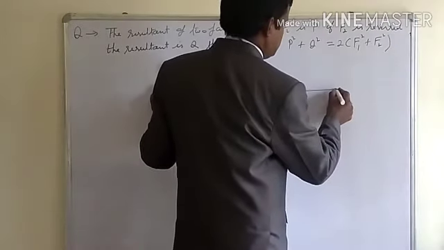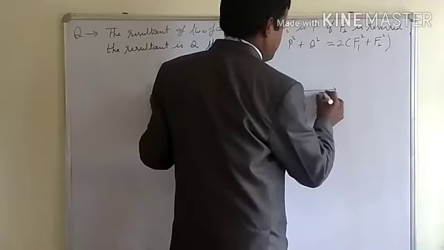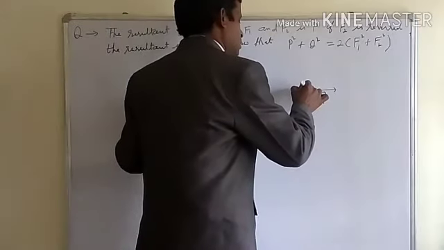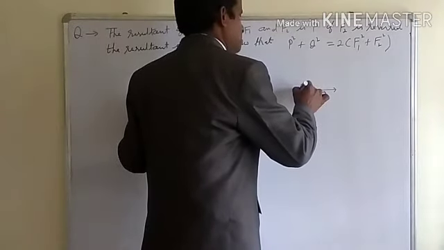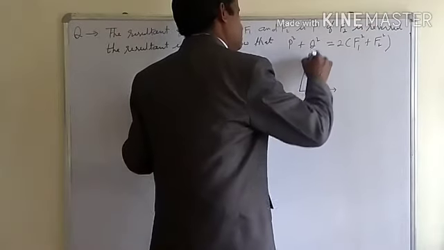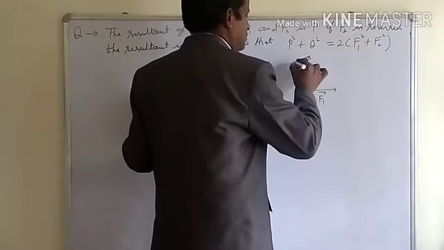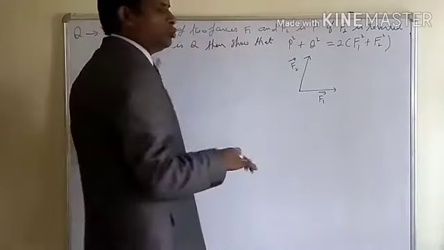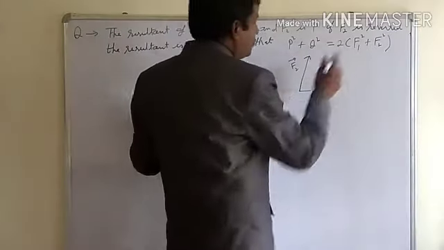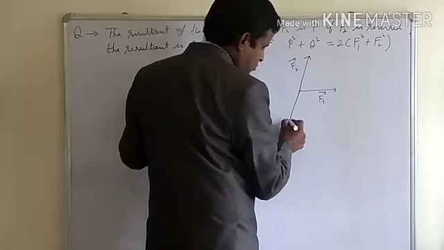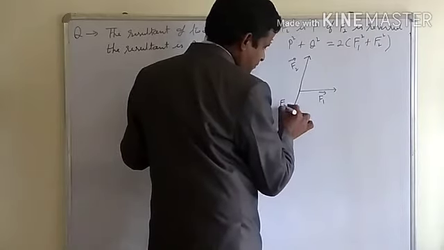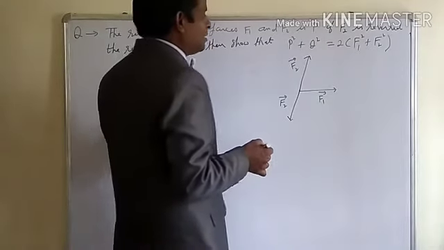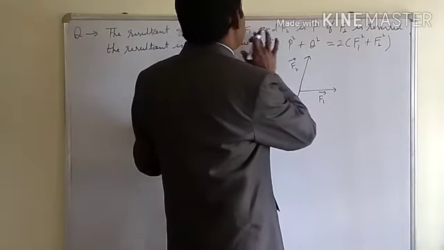Suppose this one is F1 vector, F1 force, and another is F2. It may be in any direction, because the angle is not given over here. What is the angle between F1 and F2? So you may take any angle. If F2 is reversed, then if you want to reverse this, you know that it will be the opposite vector. Clear? The resultant is P when F1 and F2.